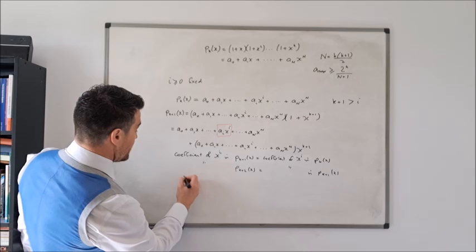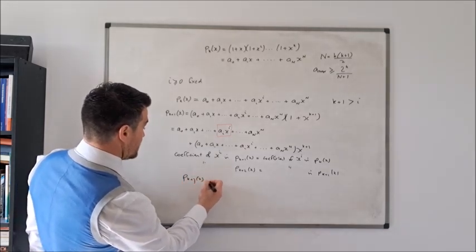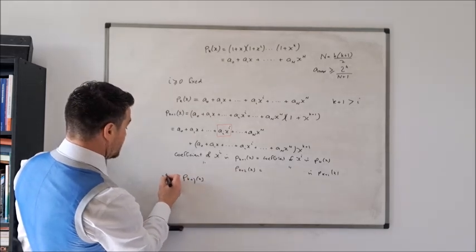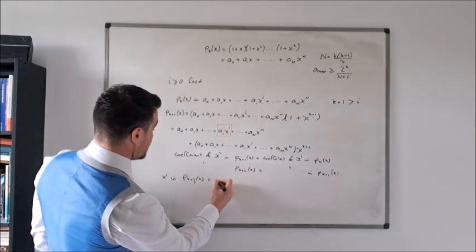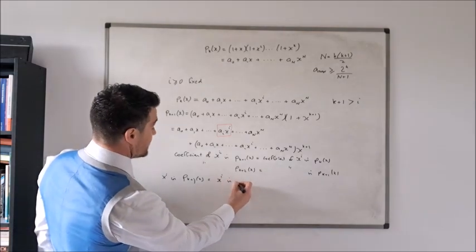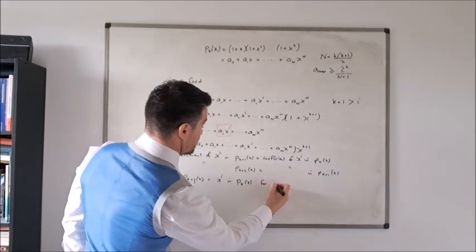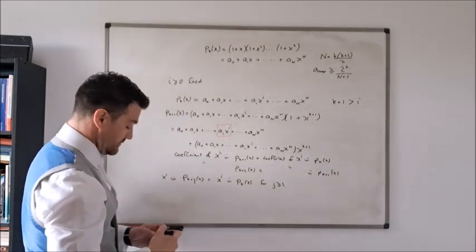So in other words, the coefficient of x to the power of I in p_{k+j} of x is going to be equal to the coefficient of x to the power of I in p sub k of x for j, an integer greater than or equal to 1.